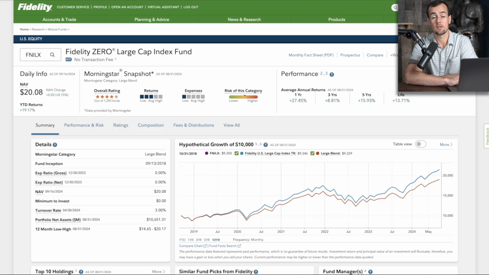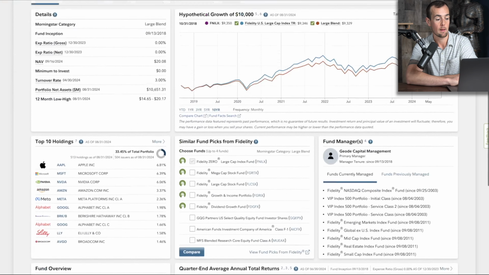Now, this is not going to be the same as investing in the Fidelity 500 index fund in terms of the portfolio mix, so make sure you do research on these Fidelity Zero index funds before you decide to invest in them. But if you are looking to minimize fees, this is one of the best options out there.